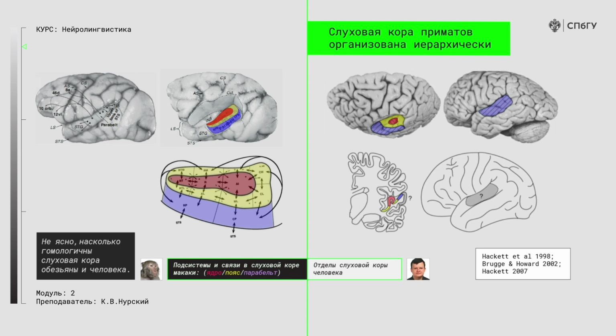However, the homology between monkey and human auditory cortex is unclear, and the extent to which this model can be extrapolated or adapted to the human brain is uncertain. Part of this challenge stems from the fact that human auditory cortex is structurally complex and remarkably challenging to study.